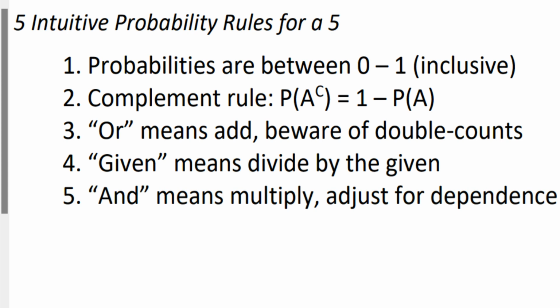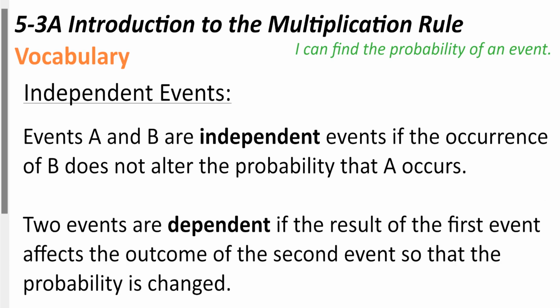And the word and means multiply. We just have to adjust if they're dependent events. But that's day 1 on the multiplication rule. Like I said, next time we're going to get into day 2. It's going to be more with those given or those conditional probabilities. So this is section 5.3a. We'll see you next time.